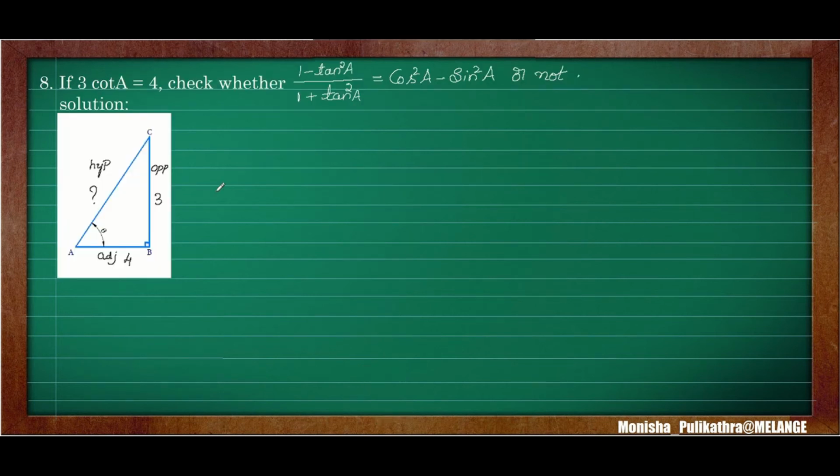Moving on to the eighth question. The eighth question says that 3 cot A is equal to 4. We need to find whether these two, LHS and RHS, are equal to each other or not. So we just want to prove whether it is equal or not. Here the given information is that 3 cot A is equal to 4. When I shift 3 this side, it will become divided by, so cot A is equal to 4 by 3. We know that cot A is adjacent by opposite side.